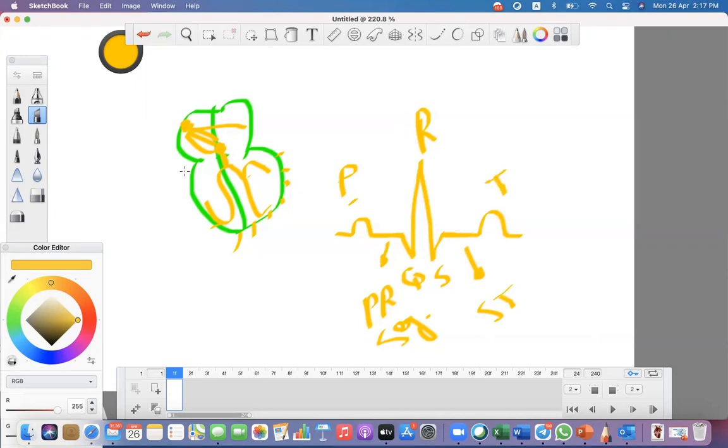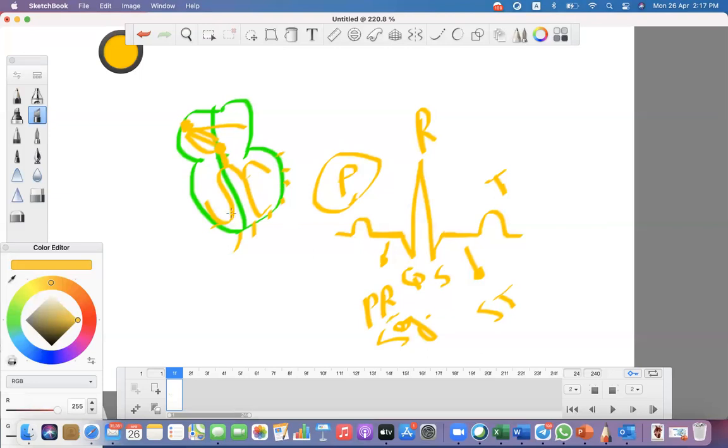Again, when the SA node fires its electricity, it causes the atria to contract, atrial contraction, producing a wave called the P wave. So the P wave represents atrial depolarization or atrial contraction. Then electricity came to the AV node, which causes a physiological delay, giving me an isoelectric segment called the PR segment.